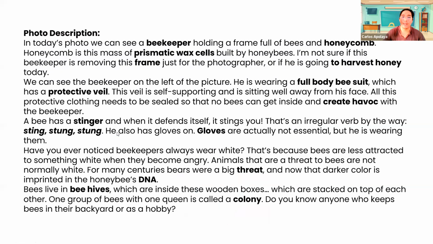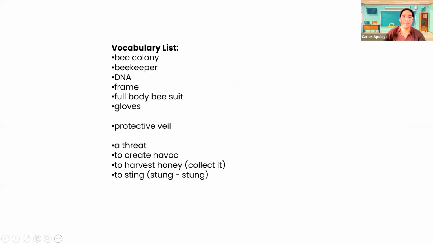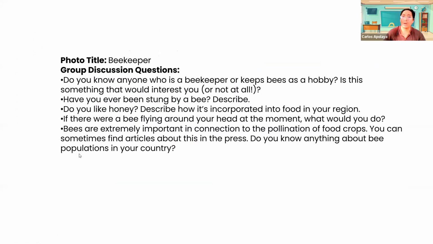Next. Then we have the photo description, but I want to ask some questions. Okay. So do you know anyone who is a beekeeper or keeps bees as a hobby? Do you know someone? No, I don't. No, you don't, right? Have you ever been stung by a bee? Yes, I have. Twice. And okay, what happened? Are you allergic to the bees?